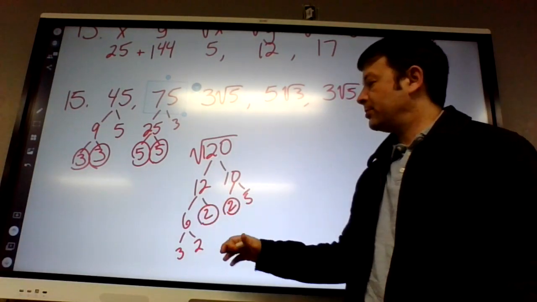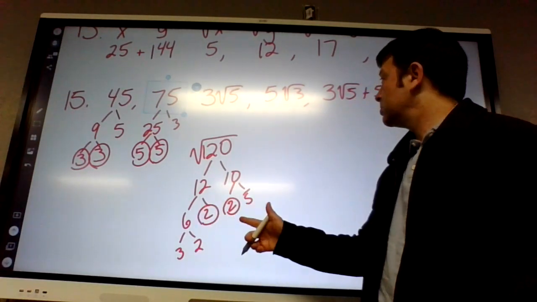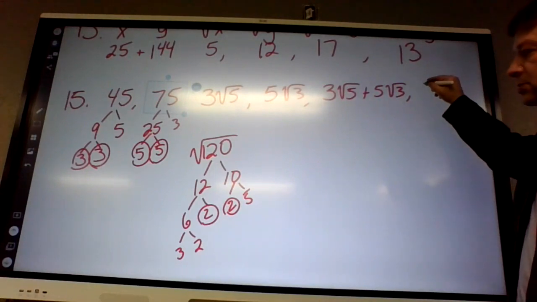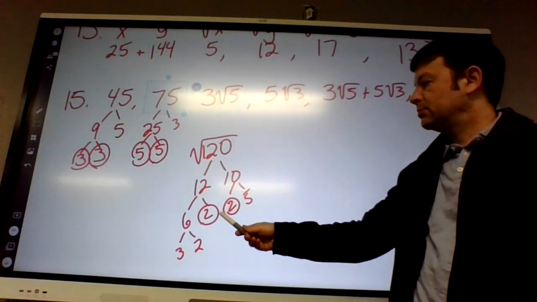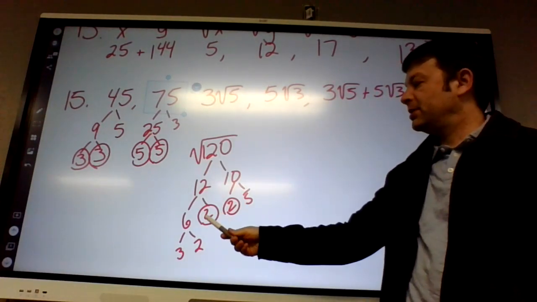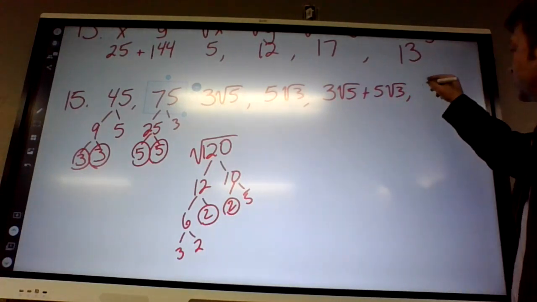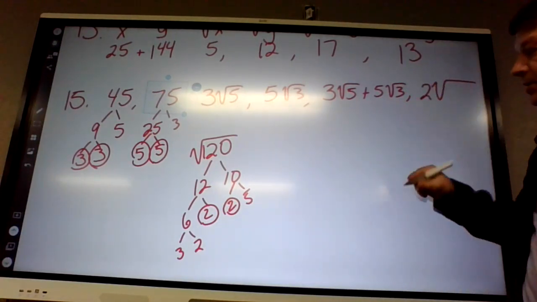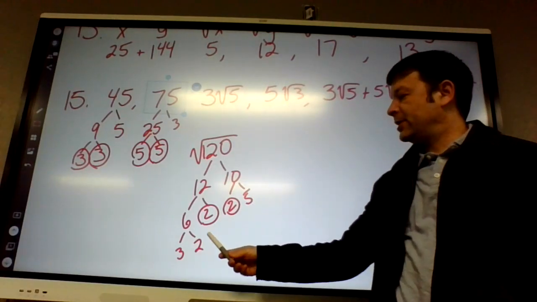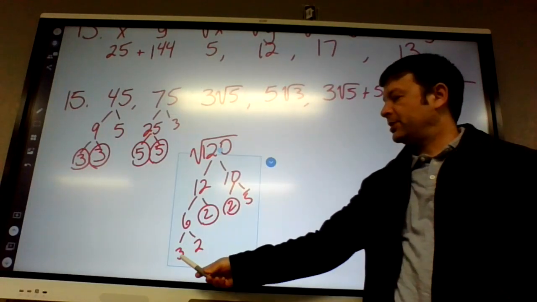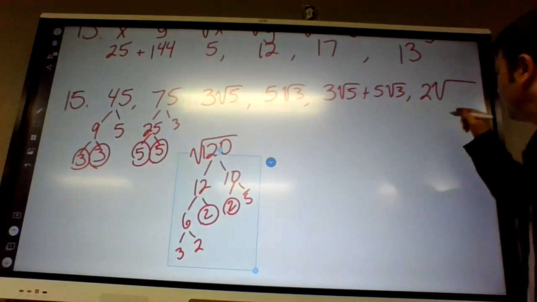I only see one double. So what's going to go on the outside? 3 which is 15. Nope, that's the inside. The 2 doubles, outside. Right, 2 comes outside. 5 times 2 times 3. 30. Yep.